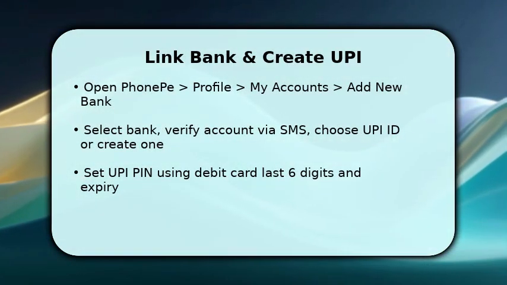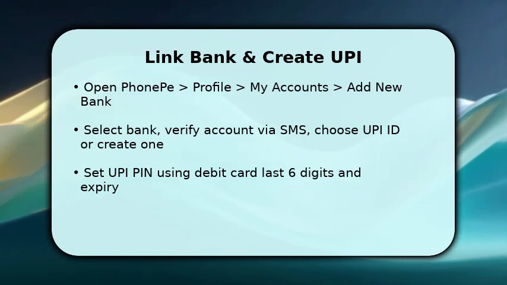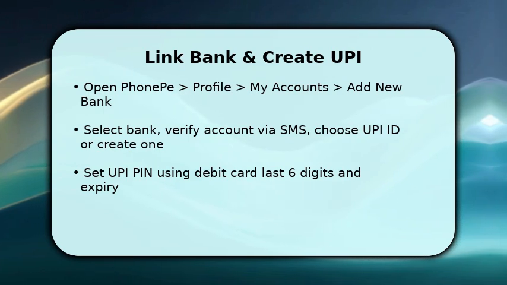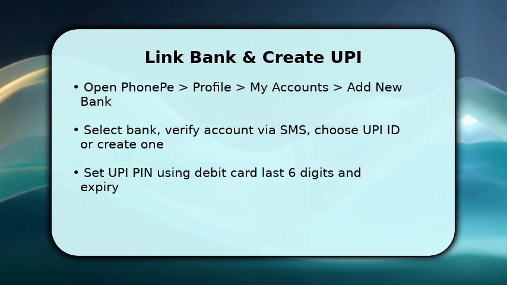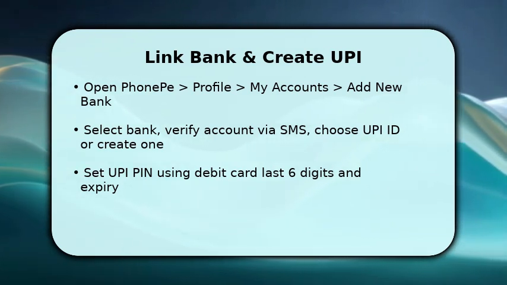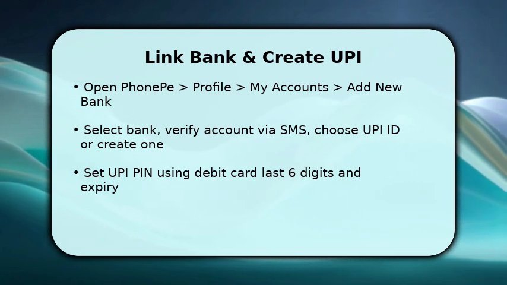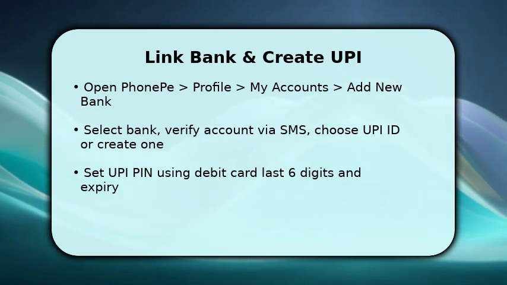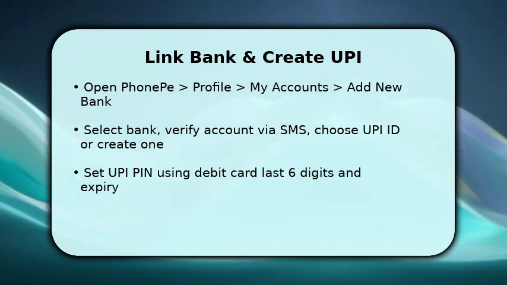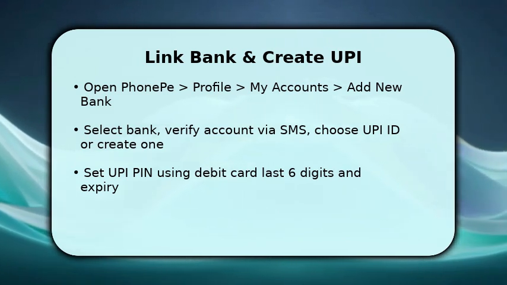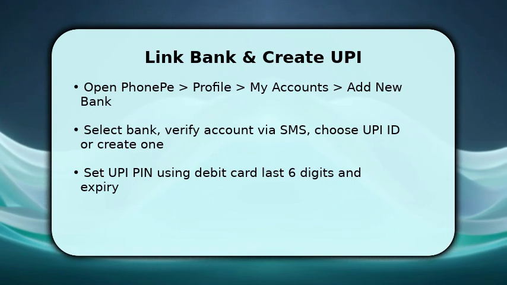You'll now link your bank and create or confirm a UPI ID. Open PhonePe, go to Profile, then My Accounts, and tap Add New Bank. Pick your bank from the list. The app reads an SMS to verify your account automatically. Next, follow prompts to create or confirm your UPI ID. This is how people receive money. Finally, set a UPI PIN by providing your debit card last 6 digits and expiry. This is required to authorize transfers and payments.